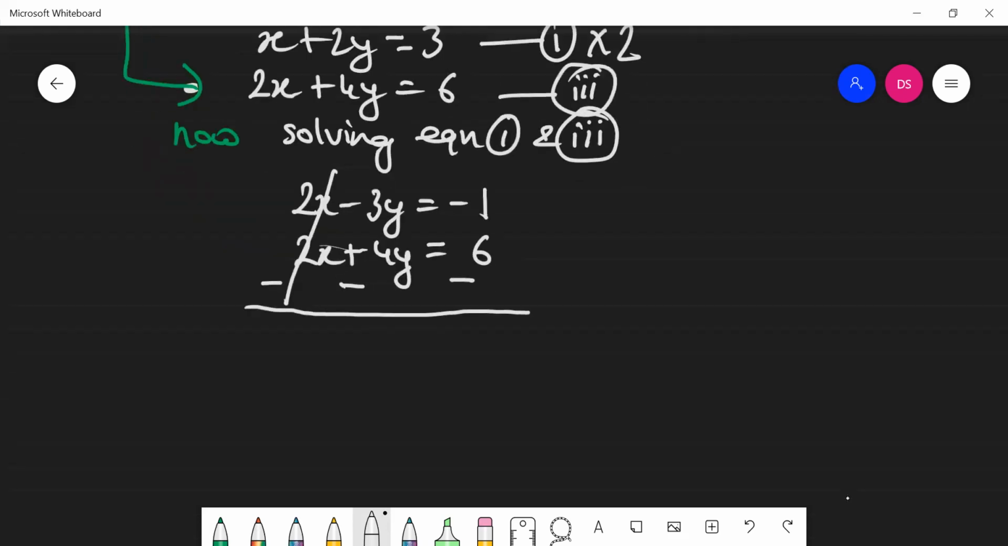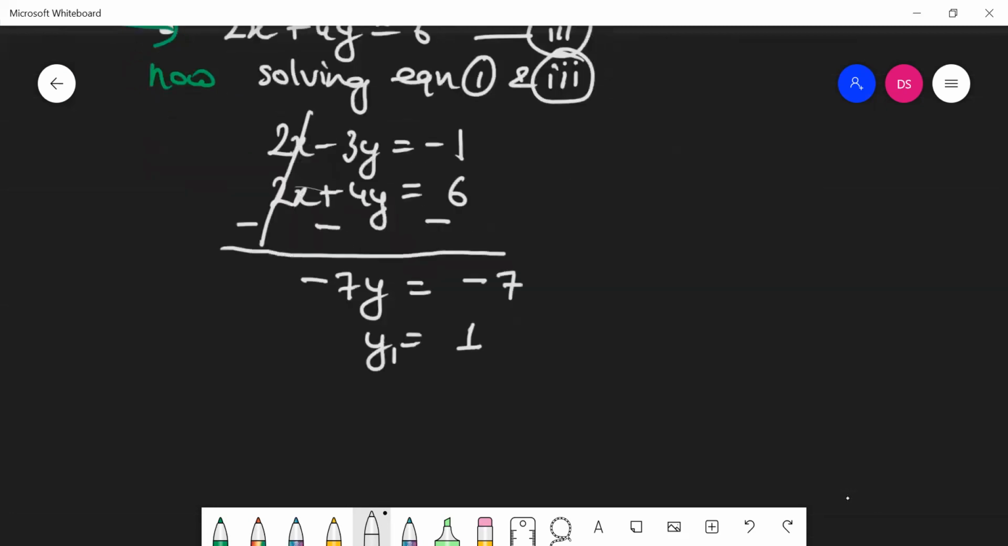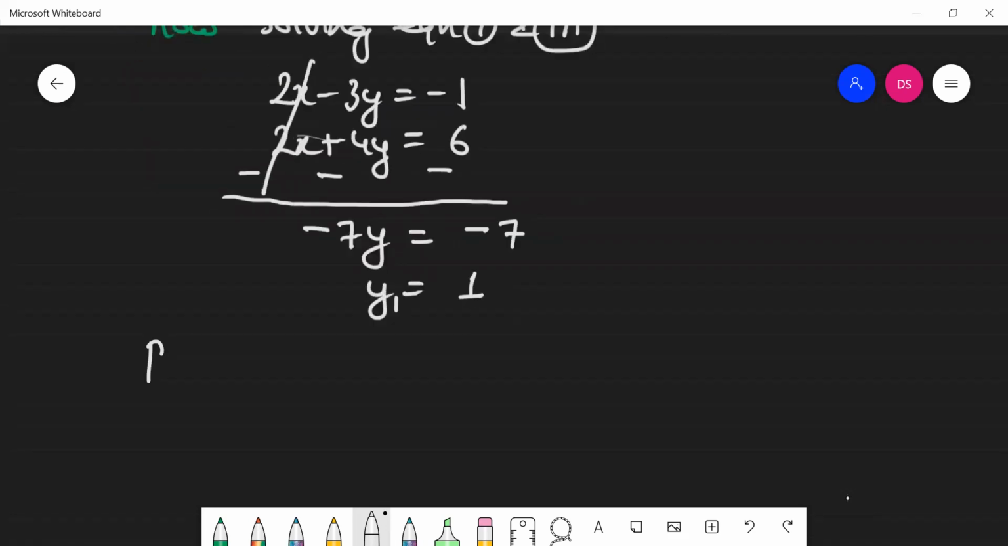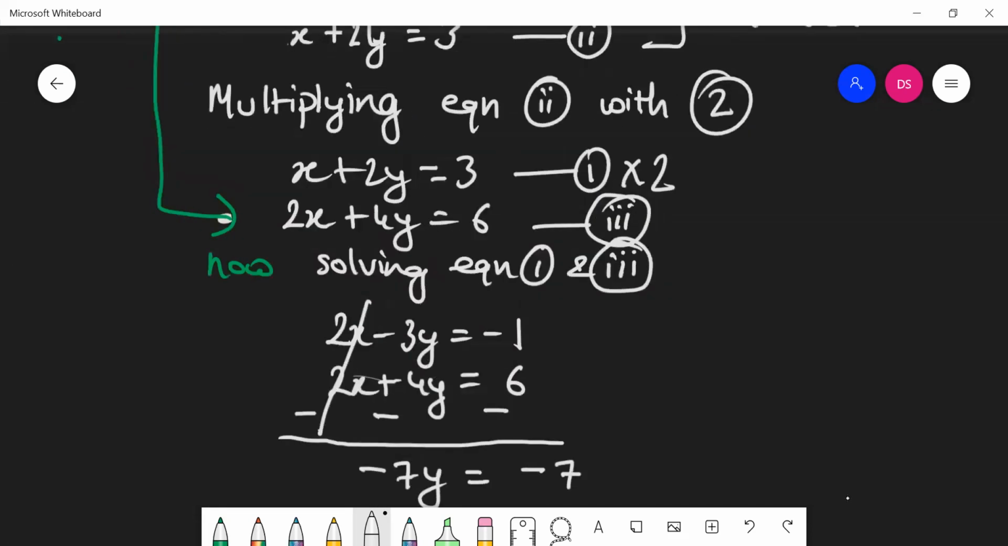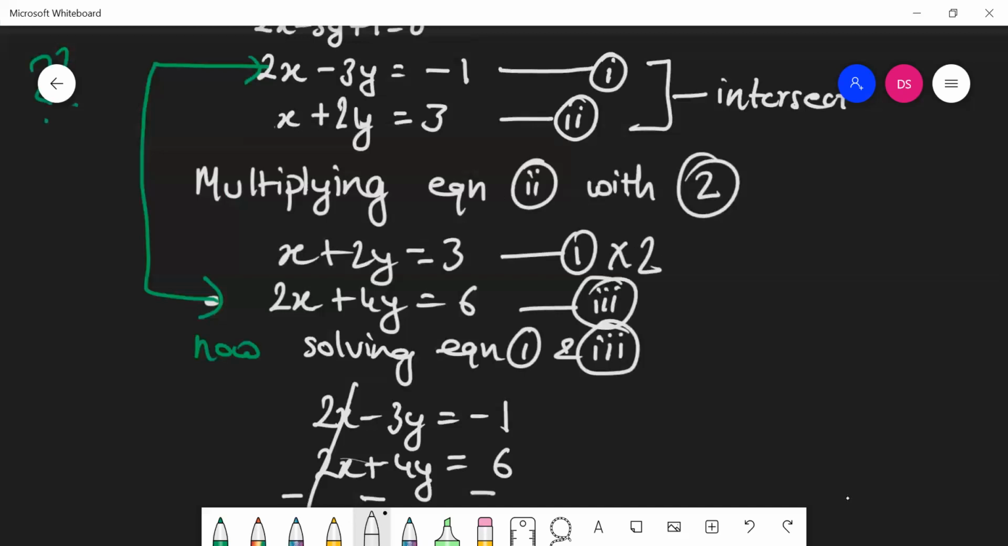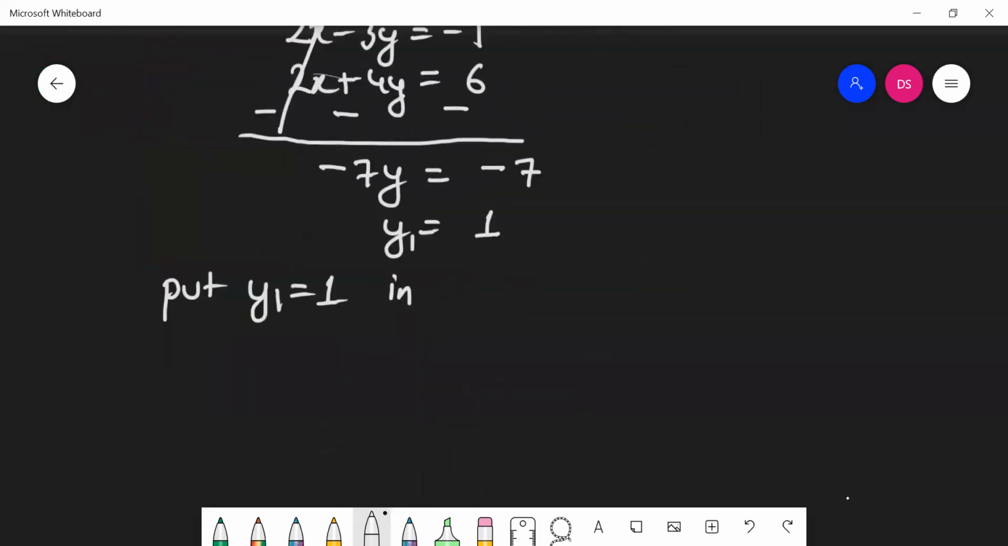And now what will happen? So this is minus 7y equals minus 7. So the value of y, the y coordinate, that is y1, you can simply write it, it became 1. And also put the value y1 equals 1 in any of the equations. So we have three equations, so I will choose a very simple equation. Right now I have equation 2 as the simplest equation, so I'll put this in equation 2.